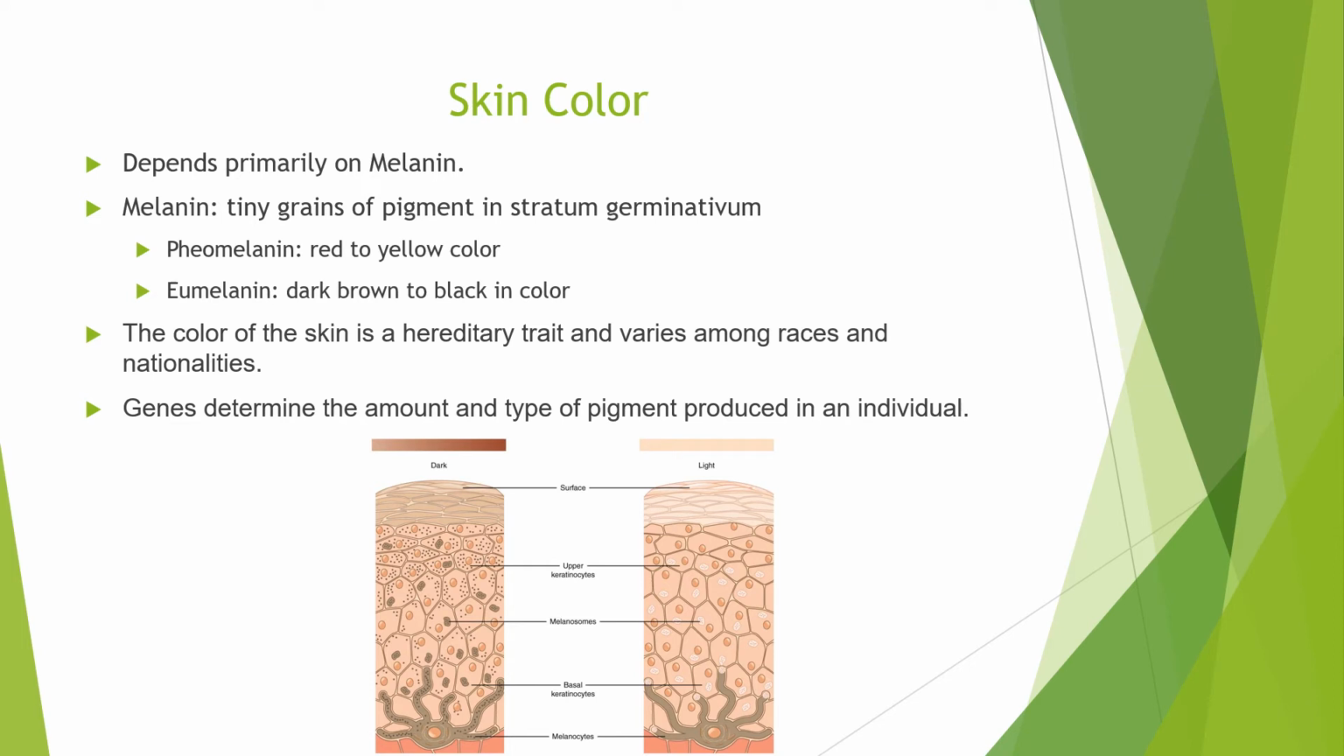Skin color depends primarily on melanin. Melanin is the tiny grains of pigment or coloring matter that are produced by melanocytes and then deposited into cells in the basal layer or the germinativum layer of the epidermis and the papillary layers of the dermis.